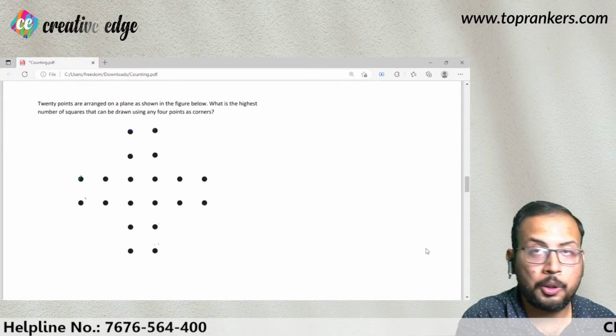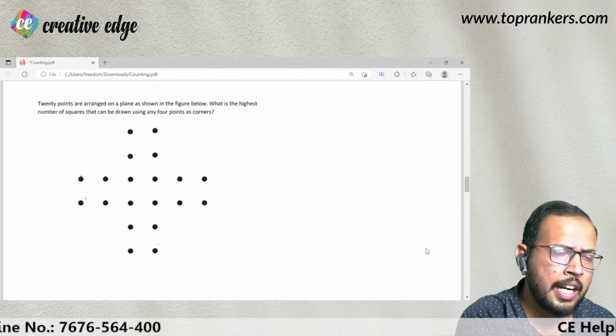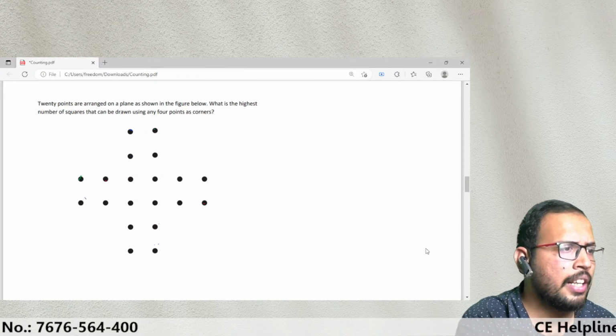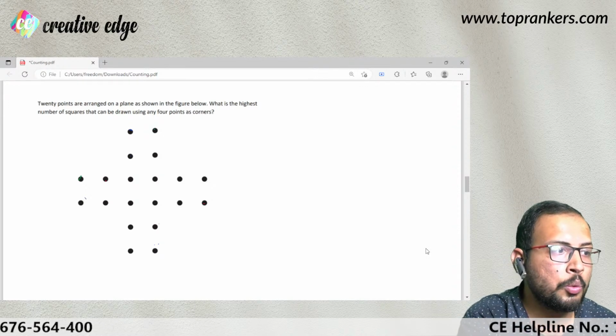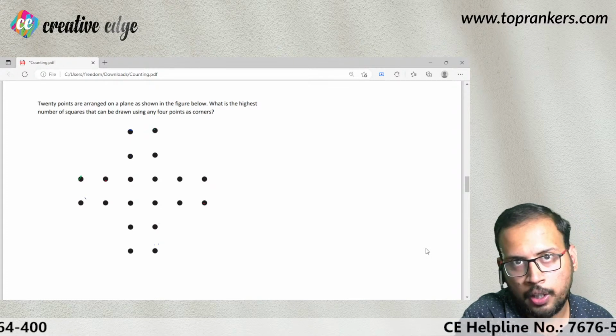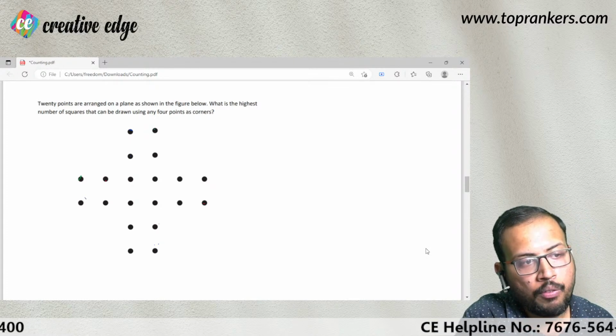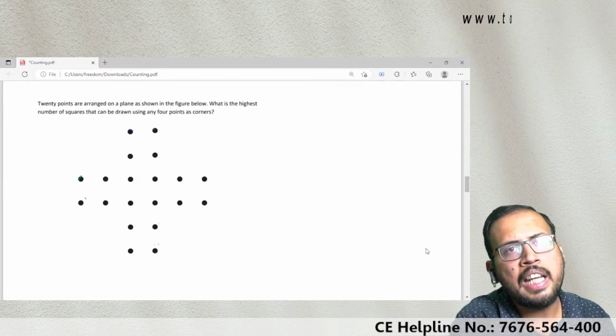Now, this question, have a look at it. This is again going to be a very good question, a very interesting question. You have 20 points arranged on a plane as shown in the figure below. What is the highest number of squares that can be drawn using any 4 points as corners? So you have to find the number of squares that you can draw using any 4 points.